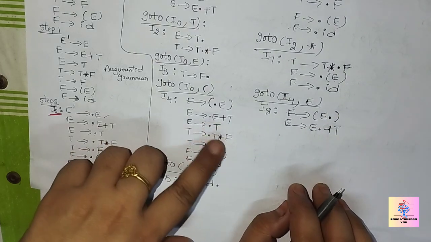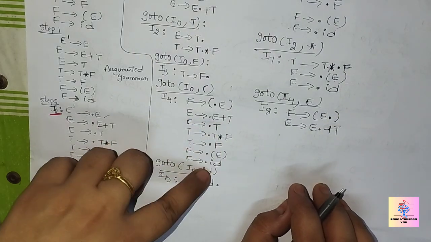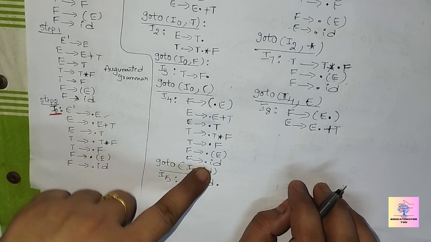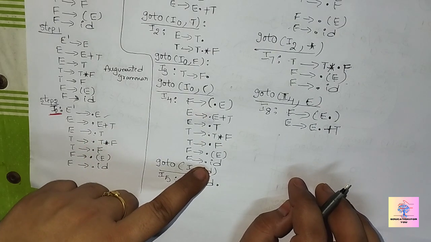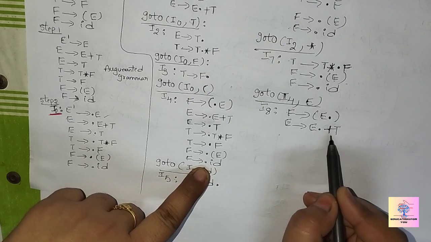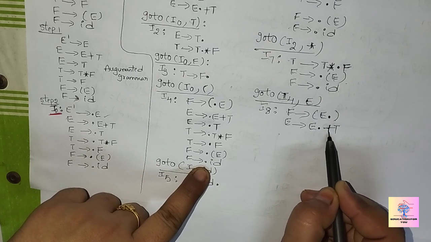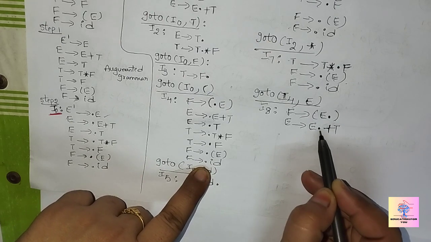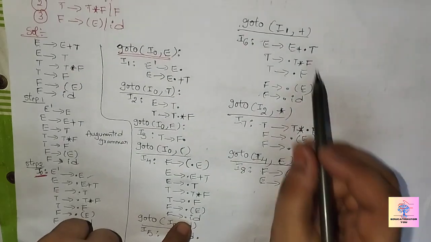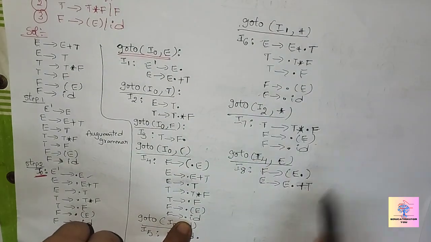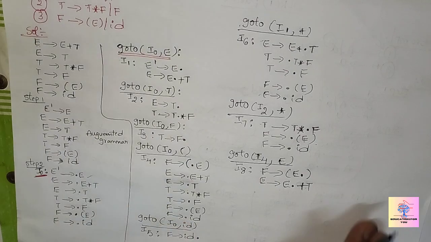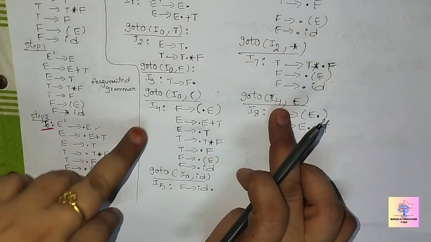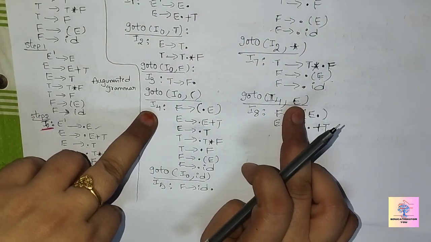Okay, next, are there any E's you are going to observe? No, there are no E's. So if you observe, here the dot plus is there. After the dot plus you had already written for plus, so no need to write for this one. Okay, next, in I4, E is over.